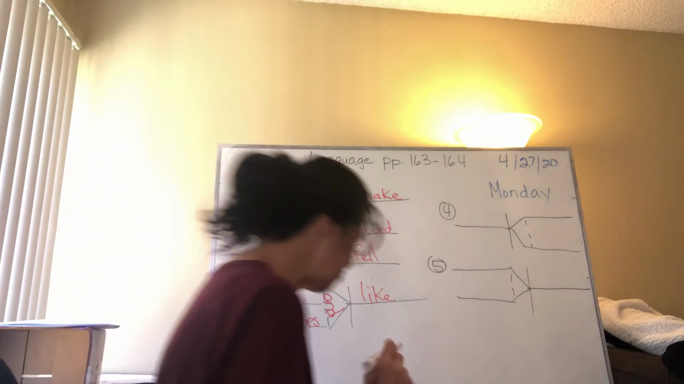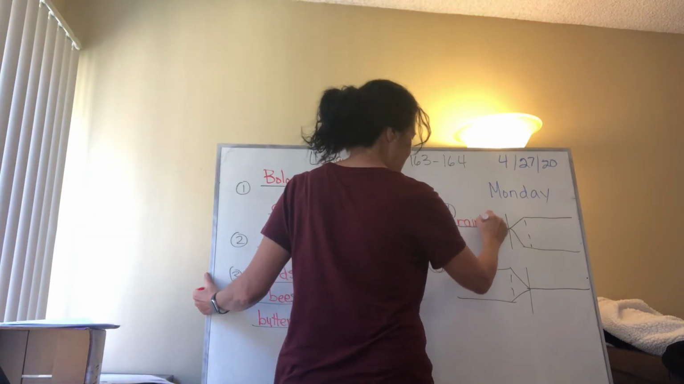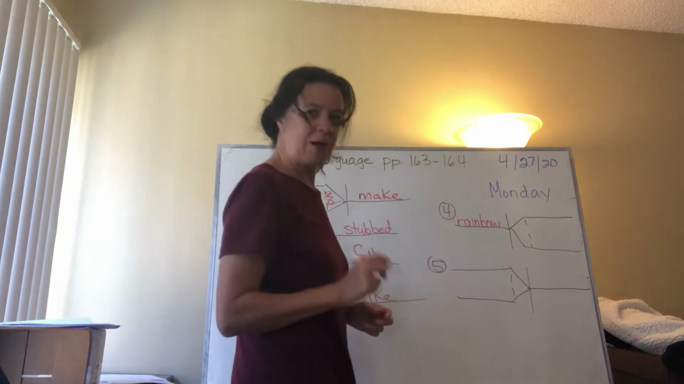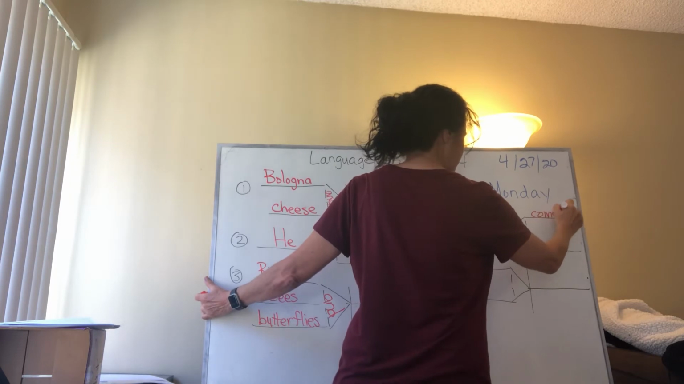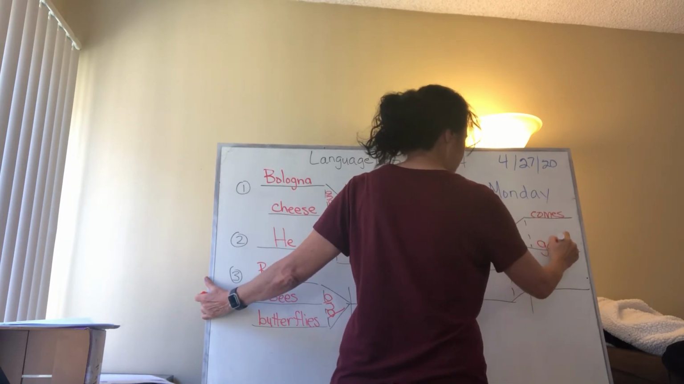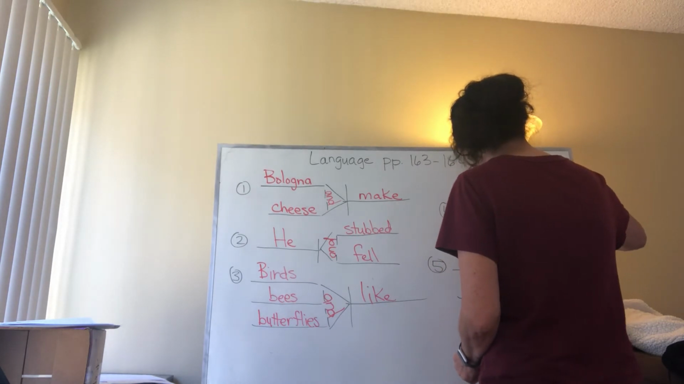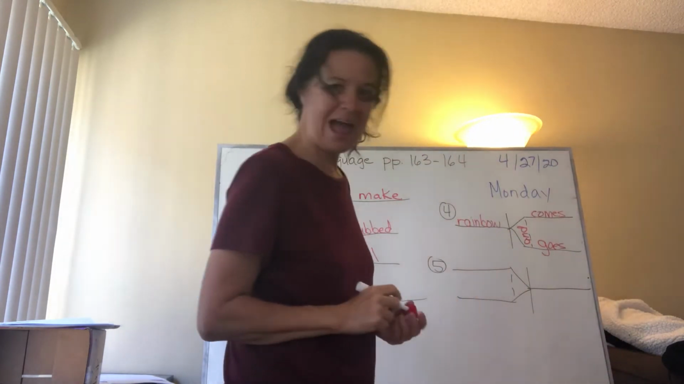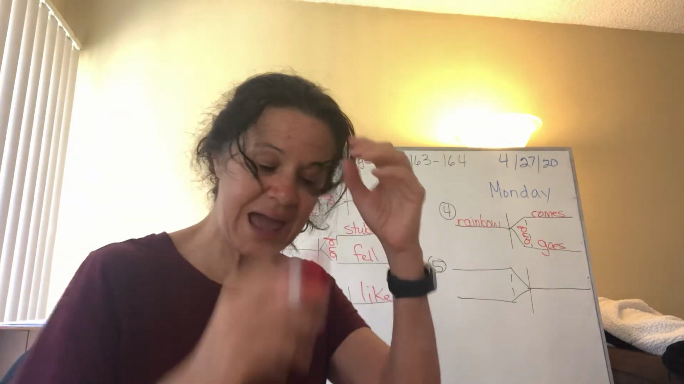So we have our subject, which is rainbow. Okay? And we said our verbs are comes and goes. And we write our, let me see if I can move around here. We write our connecting word and. Okay? Comes and goes.